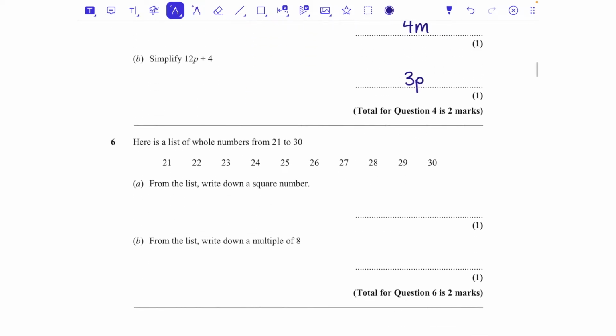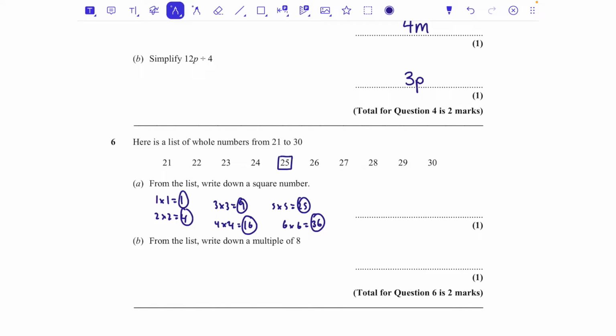Question number 6. Here's a list of whole numbers from 21 to 30. From the list, write down a square number. So your square numbers are the answer you get when you times a number by itself. So 1 times 1 is 1, 2 times 2 is 4, 3 times 3 is 9, 4 times 4 is 16, 5 times 5 is 25, and 6 times 6 is 36. These, 1, 4, 9, 16, 25, 36, they are all square numbers. So from this list, the only square number is 25.